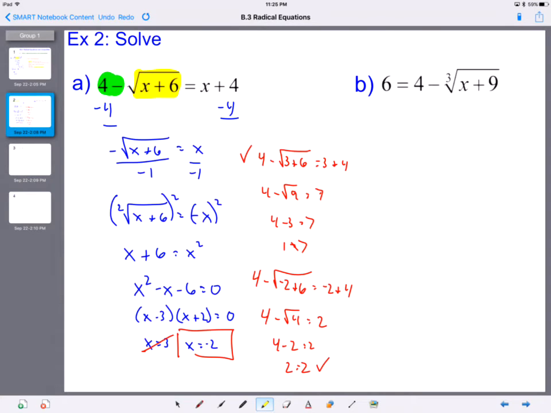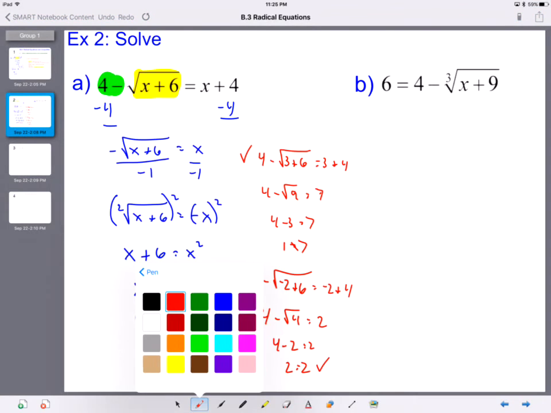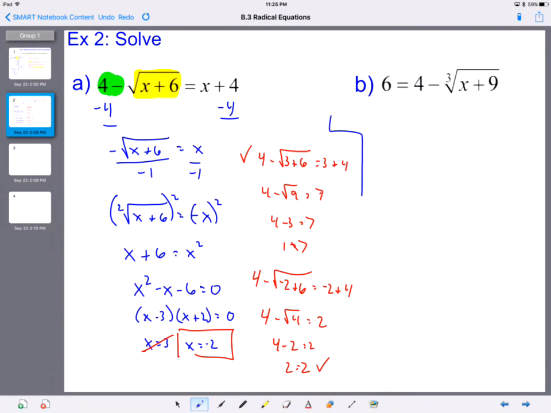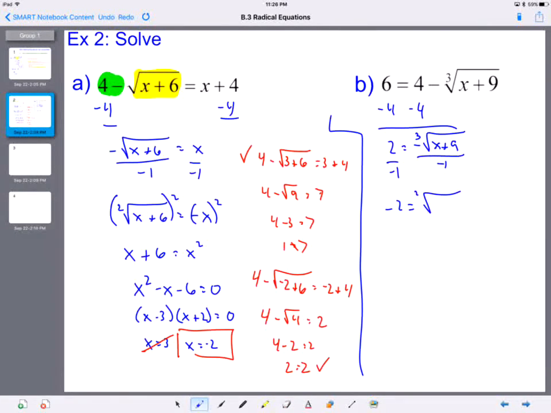Alright, let's go ahead and take a look at the next one here. We have to isolate once again, so we'll subtract the 4. 2 is equal to negative the cube root of x plus 9. Divide by negative 1. Negative 2 is equal to the cube root of x plus 9.